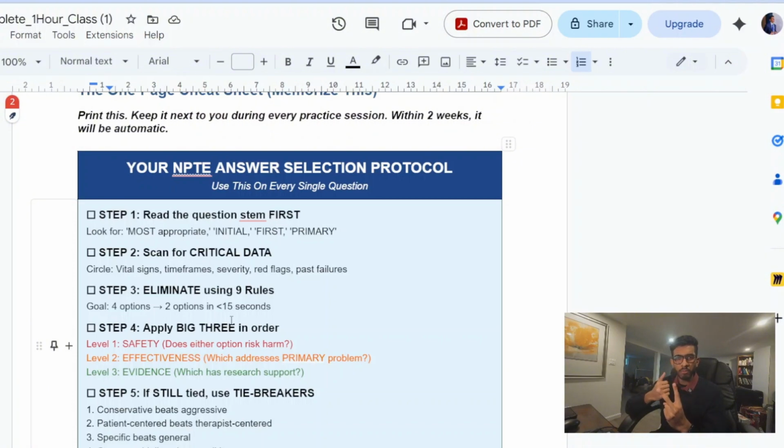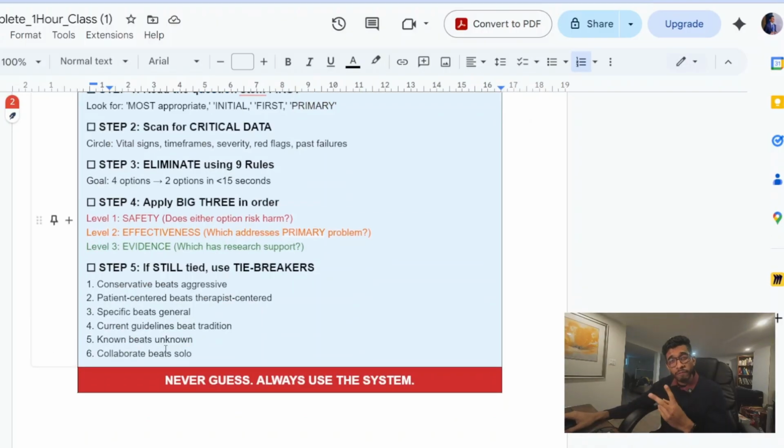Okay, now we come to what? Evidence. Which has the biggest evidence? Now, say the evidence is also similar. Even then, if you still have doubts between these two, you're going to use tiebreakers, right? Conservative always beats what? Aggressive. Patient-centered always beats therapist-centered. Specific beats general. Current evidence beats tradition. Known beats unknown. Collaboration beats solo.